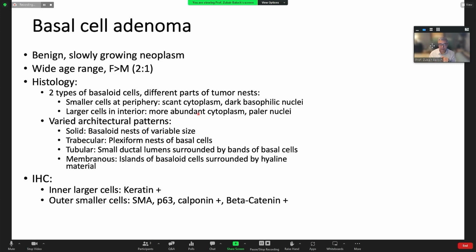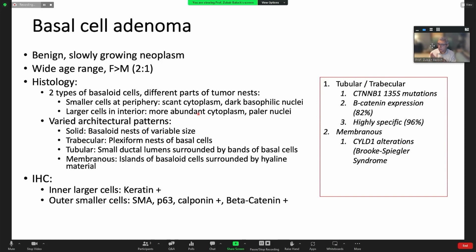They are keratin positive tumors, but they can also be positive for SMA and P63, and they are beta-catenin positive, which is a really good marker for these tumors. Because of that, you can see that they have CTNNB1 mutations, which is highly specific for these tumors. I think the beta-catenin stain really helps to diagnose these tumors. The membranous ones are associated with a familial syndrome, and they actually have CYLD alterations, which is Brooke-Spiegler syndrome, which can have trichoepitheliomas and other associated tumors.